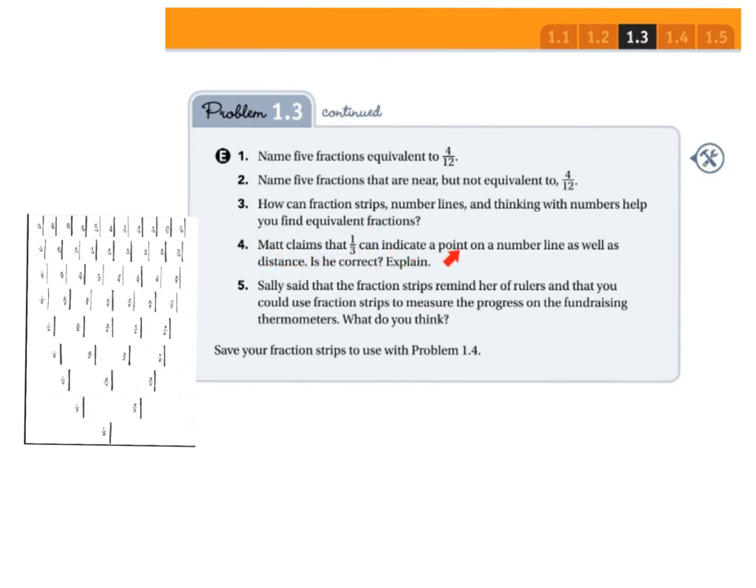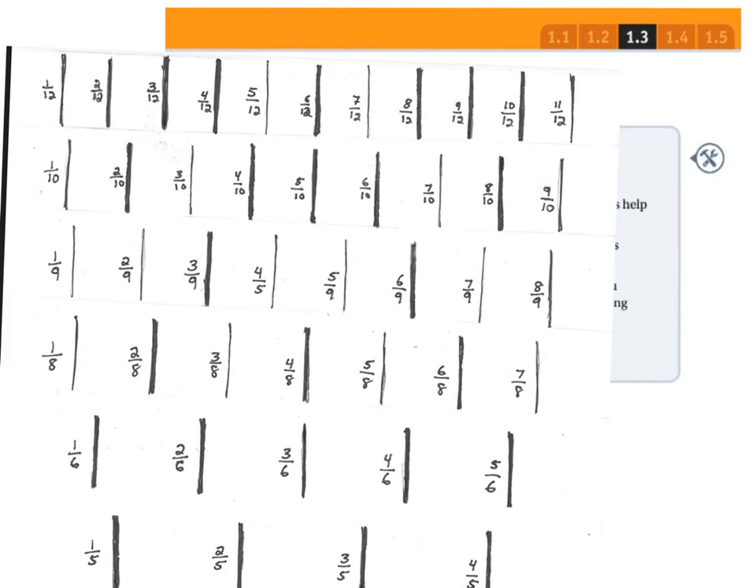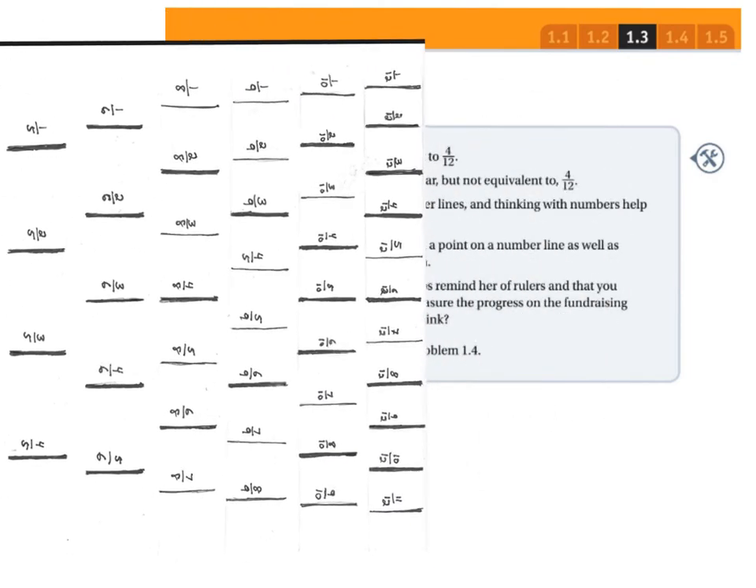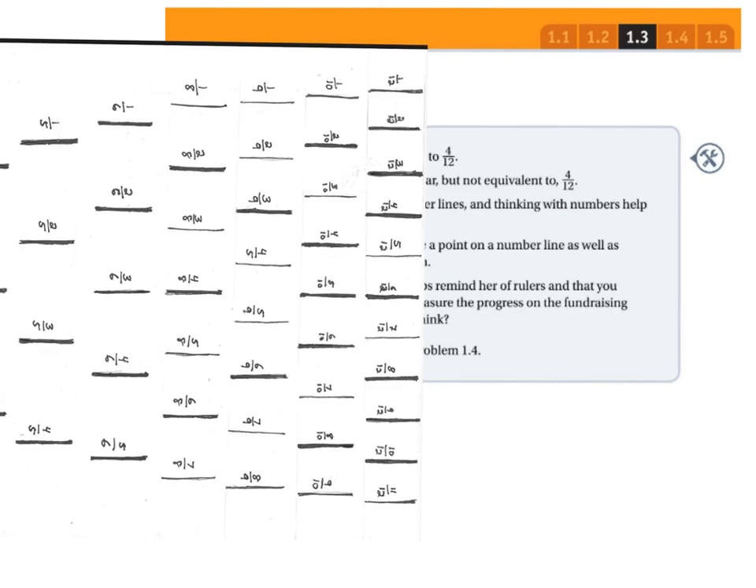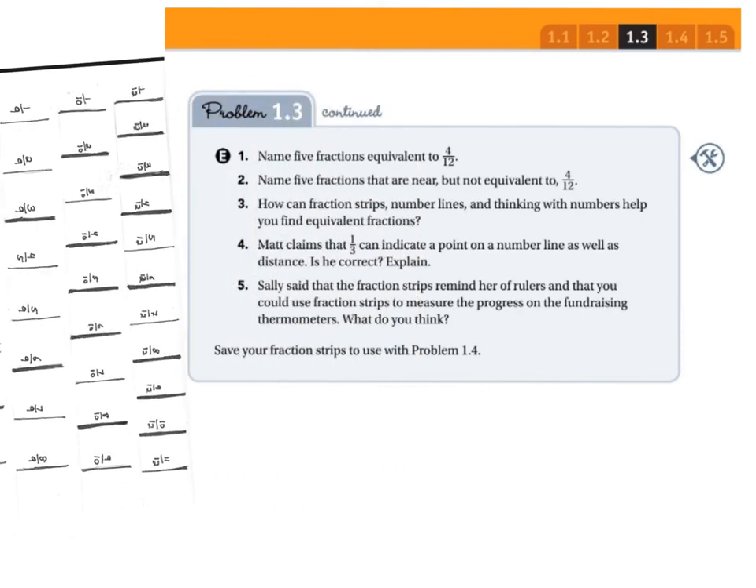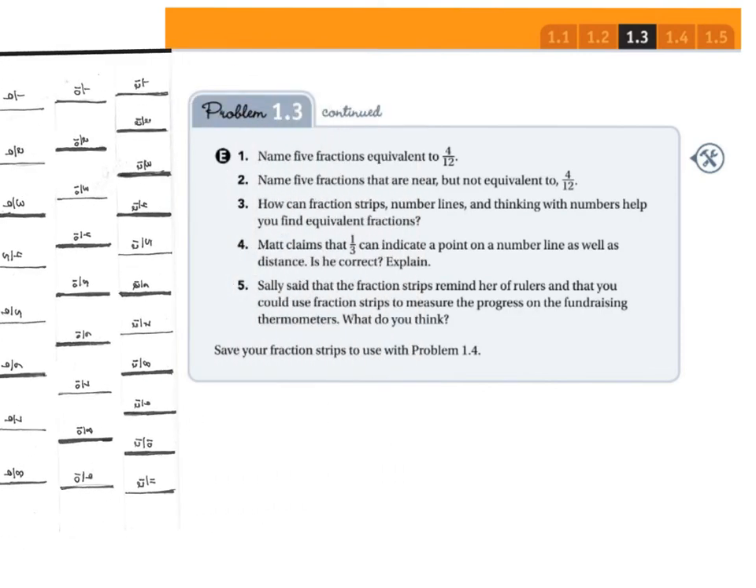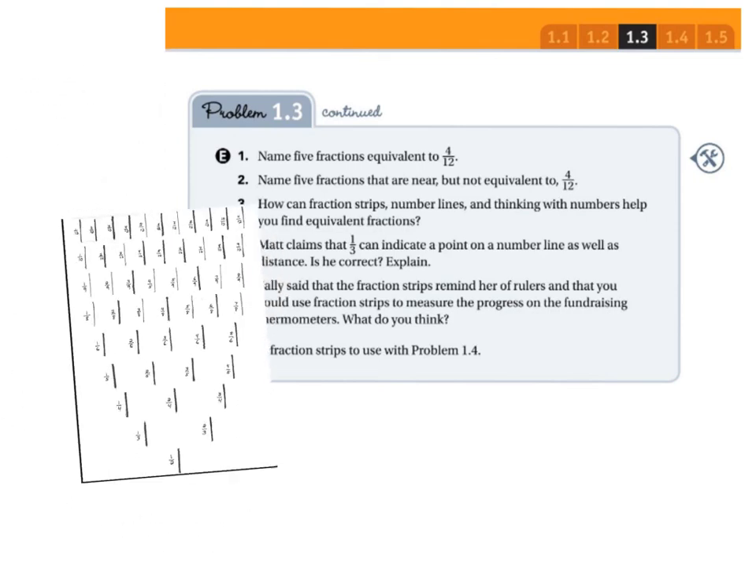Matt claims that 1/3 can indicate a point on a number line as well as a distance. Is he correct? Explain. In E5, Sally said that the fraction strips remind her of rulers that you can use fraction strips to measure the progress of a fundraising thermometers. What do you think? Could you use these fraction strips, maybe if you turned them, could you use them to measure thermometers, like the thermometers used to represent the goals of the 6th, 7th, and 8th grade from the problems last week?